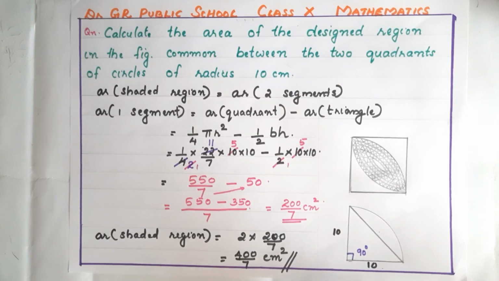Did you get it, children? Why have we multiplied by 2? We have two same segments. So the area of one segment is 200 by 7. So the area of the shaded region is the area of two same segments. So 2 into 200 by 7, it is 400 by 7 centimeter square.